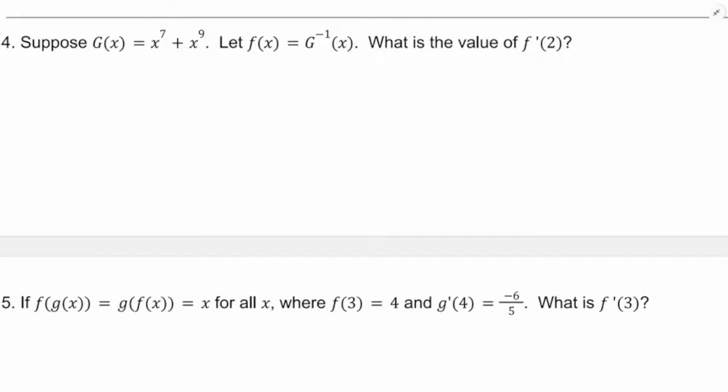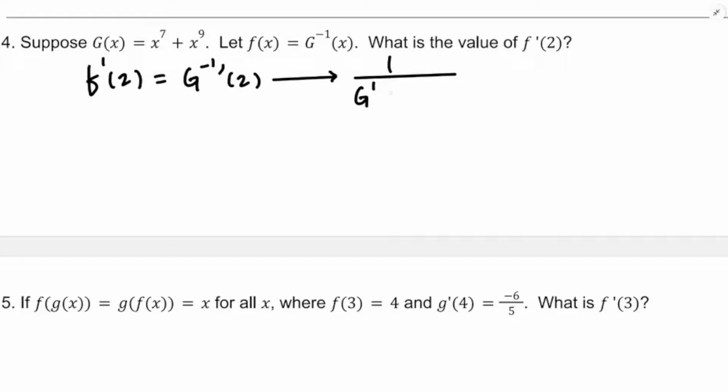What's f prime of 2? F prime of 2 is g inverse prime of 2. Using the formula, we have 1 over g prime of g inverse of 2. Just like I did before, I'm going to grab g inverse of 2 and take it off to the side. I'm just thinking about it right now. G of x is going to equal 2. I've got an x value in mind.